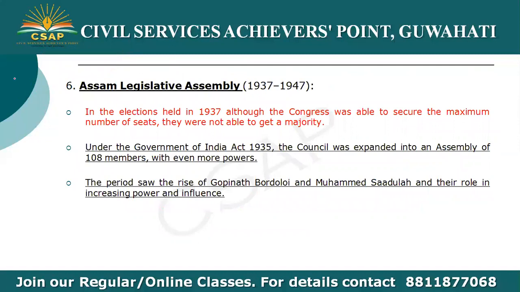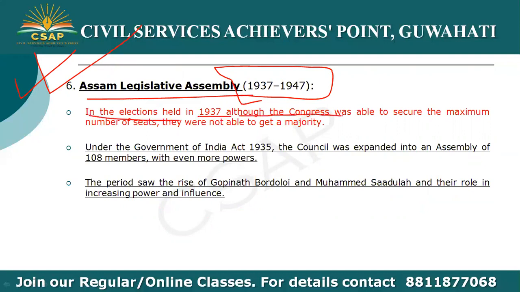Then comes the Assam Legislative Assembly period from 1937 to 1947. In the elections held in 1937, although the Congress was able to secure the maximum number of seats, they were not able to get a majority. And we know under the Government of India Act 1935, the council was expanded into an assembly of 108 members with even more powers. This was the period which saw the rise of prominent leaders like Gopinath Bordoloi and Mohammad Sadullah, and it saw their role in the struggle for power and influence.